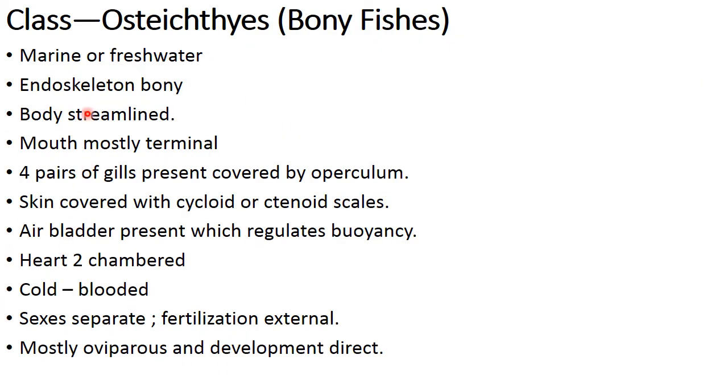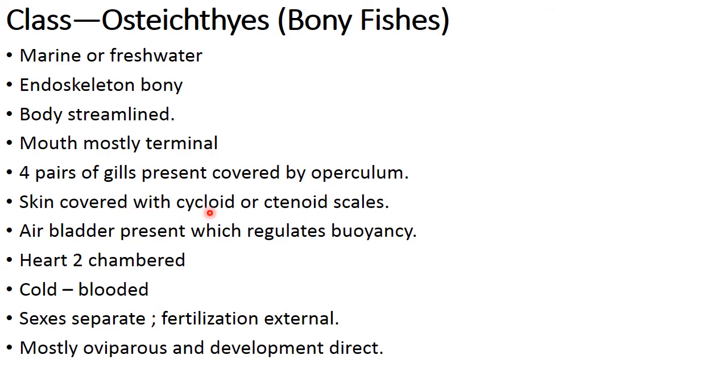Next class, that is class Osteichthyes, that is the bony fishes. Just like you have the rohu fish, it's a bony fish. So they can be marine or they can be freshwater. Endoskeleton iska kya hai? Bony hai. Body, as you know, is streamlined, one of the aquatic adaptations. Mouth isme terminal hai. Chondrichthyes mein humne mouth kya bola tha? Ventral hai. Chondrichthyes mein 5 to 7 gills hai. Yahan 4 pairs of gills present hai, and they are covered by an operculum or a gill cover.